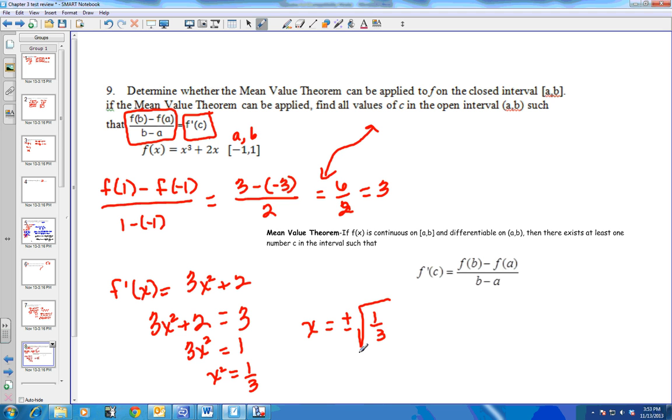Okay? So, do I need both of these or just one of them? I want the ones that will fall between negative 1 and 1. Square root of 1 over 3, that falls between there, negative square root of 1 over 3, yep, so that is my answer.